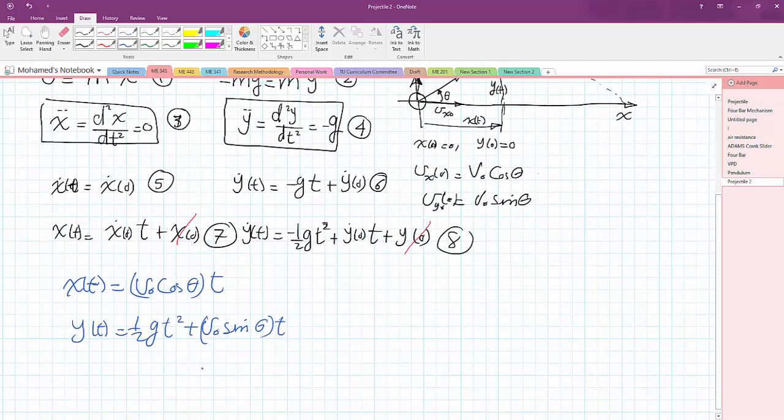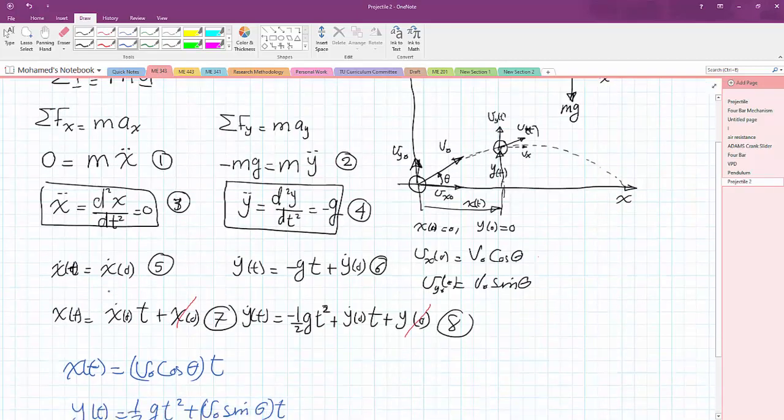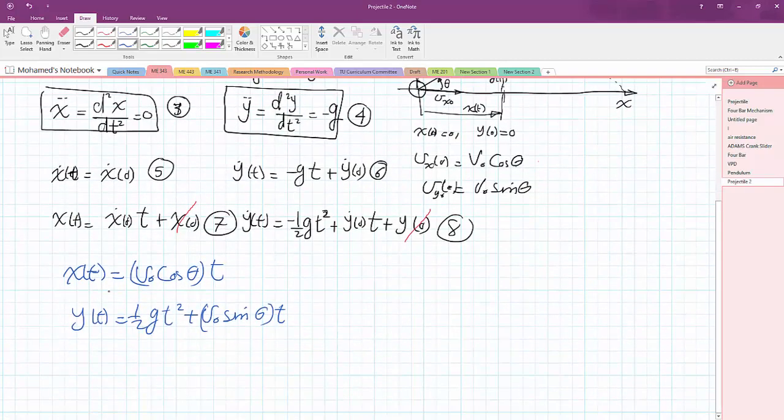So for the displacement, the displacement in the x direction is linear, increasing with time, and starts from 0. The displacement in the y direction is this parabola, and this is what you have seen like this. The shape of the parabola will depend on two things. Number one, the value of the gravitational acceleration, and the initial velocity in the y direction.